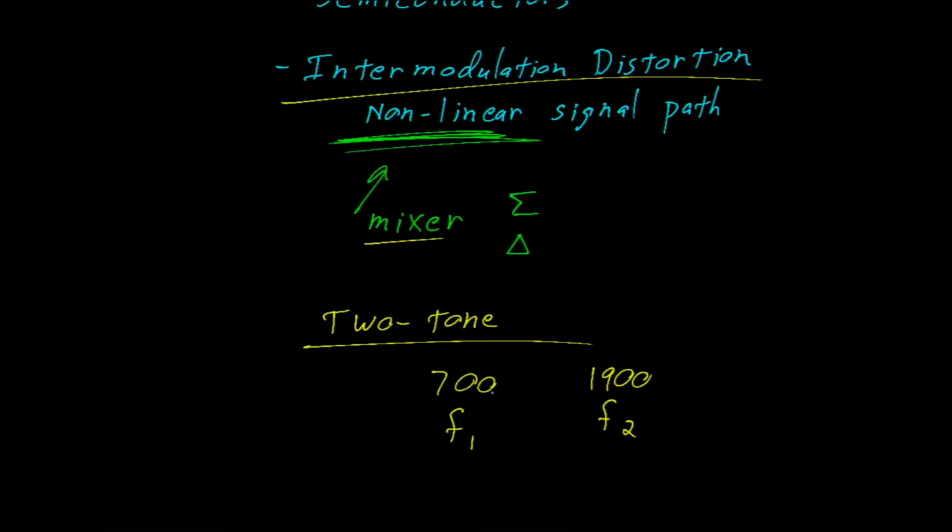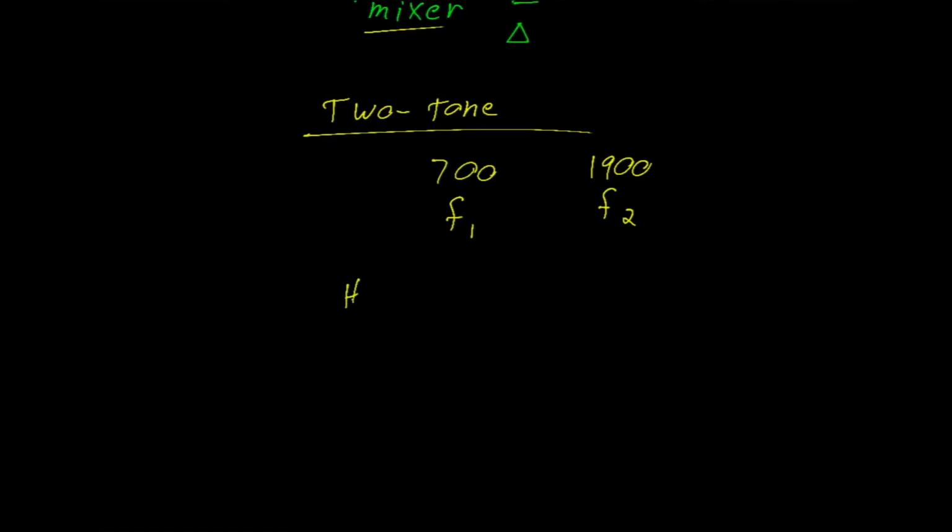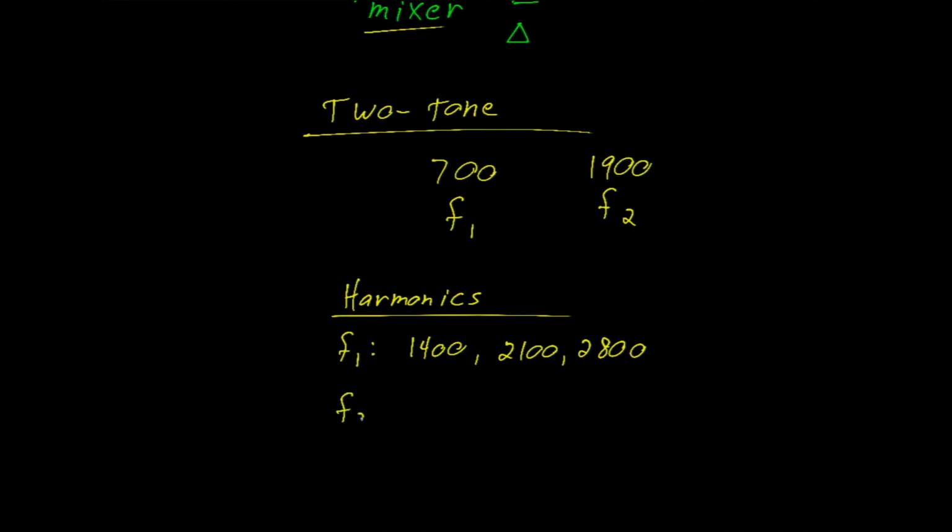If these tones go through a nonlinear device, we can end up with harmonics, including the second, the third, and the fourth for F1, and for F2, 3800 and 5700. But it's worse than that.